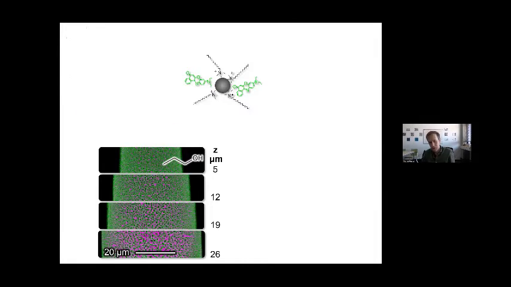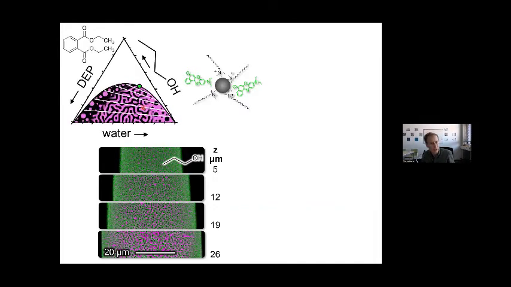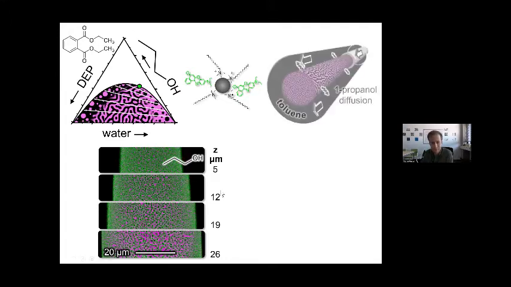So what we have as a ternary liquid mixture is water, 1-propanol, and this oil that I abbreviate as DEP. Here you see the chemical structure. The nanoparticles have been functionalized by these alkyl ammonium bromides, and there's also a fluorescent dye that makes them green. Now, we simply start with that mixture at the critical point that has the particles.